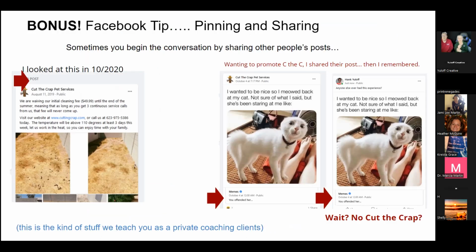Bonus tip. It is possible to pin a post to the top of your pages. This is Facebook specific. Instagram too, but they're owned by the same company. This post on the left, I looked at it in October of 2020, and I said, wow, August of 2019, I thought they hadn't posted for over a year, and I was confused. No, it turns out they just pinned it.